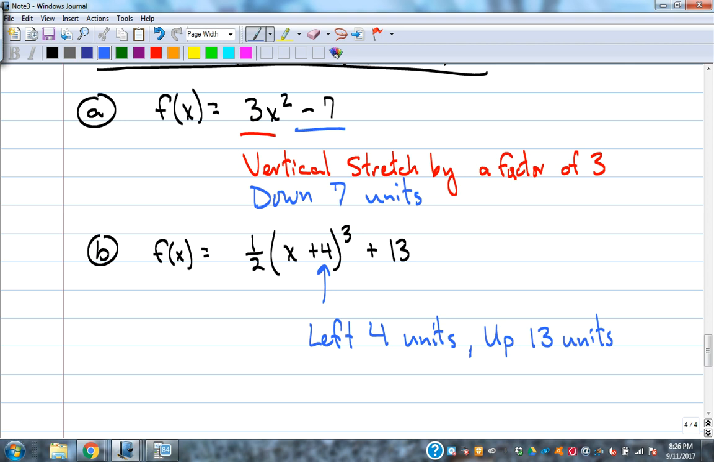What does the 1/2 in the front do? It's on the outside. Vertical compression by 1/2. A factor of 1/2 really is the word you would say, but a vertical compression by 1/2. Left 4 units because of the plus 4 on the inside. Up 13 units because of the plus 13 on the outside.